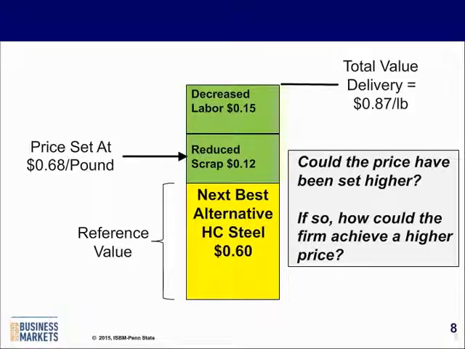So the total value we were delivering here was 87 cents a pound, just doing the simple addition. And they had set their price, based on a guess, at 68 cents a pound. So it was clear from this that they probably could have set the price higher, maybe a dime a pound higher, and still given the customer quite a bit of increased value. And they undoubtedly left some money on the table by not understanding the value of their offering in this particular application.